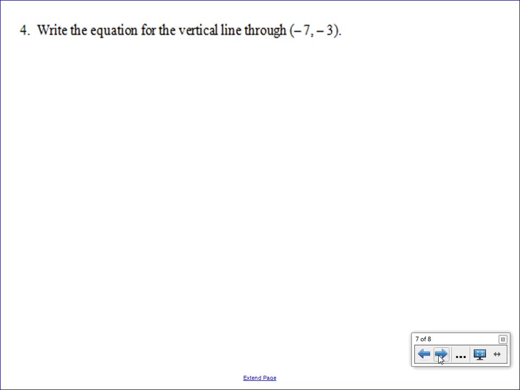Our last example, write the equation for the vertical line through the point negative 7, negative 3. Let's circle vertical line. Even though we are not told the slope and we don't have enough information to calculate the slope, we know that a vertical line has an undefined slope. Now we're using that slope to determine the type of line, but actually in this case we were already told. We were told that we have a vertical line.